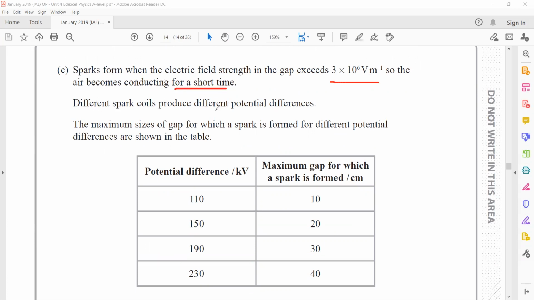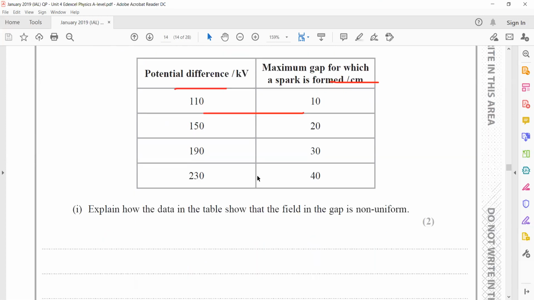Different spark coils produce different potential differences. The maximum size of a gap for which a spark is formed is shown for different potential differences, like 110, 150, 190, and 230. The maximum gaps between the electrodes are shown as well. So in the question they ask: explain how the data in the table shows that the electric field in the gap is non-uniform, meaning the electric field is not constant.